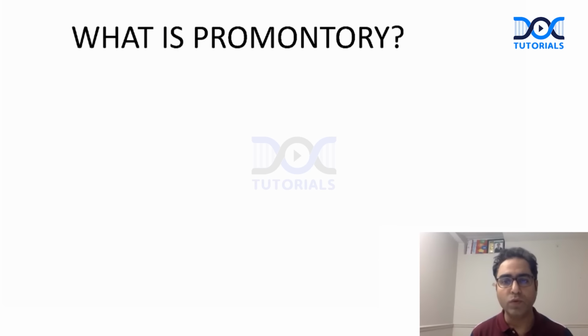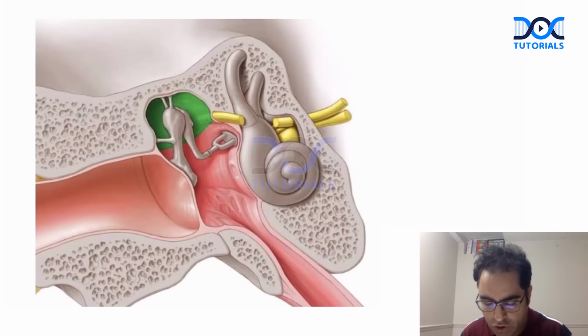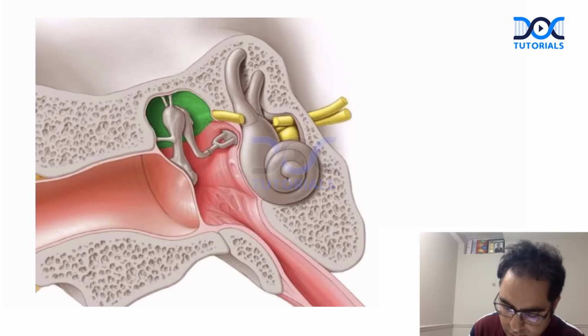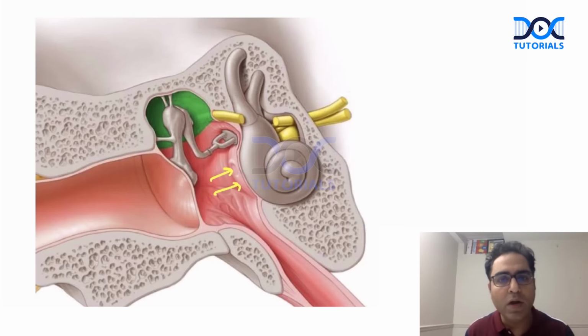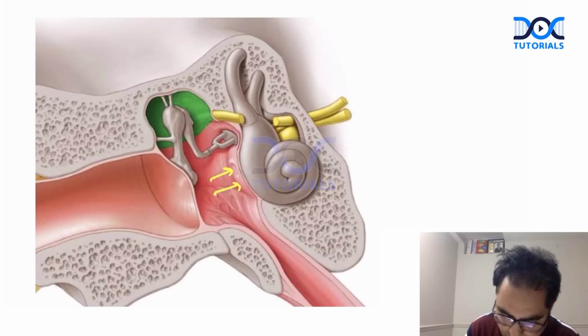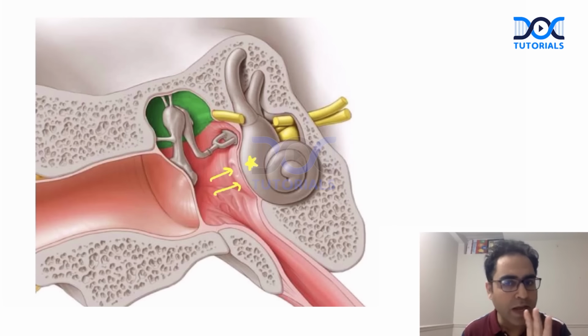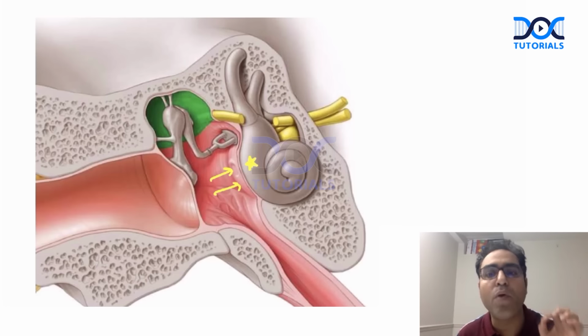The next question they can ask you: what is the promontory? I told you already, the promontory is a landmark on the medial wall of the middle ear. Promontory is the projection of the basal turn of the cochlea on the medial wall of the middle ear. Let me point it out for you. This is the promontory area. Can you see the star? The star represents the basal turn of the cochlea and the arrow represents the promontory area.